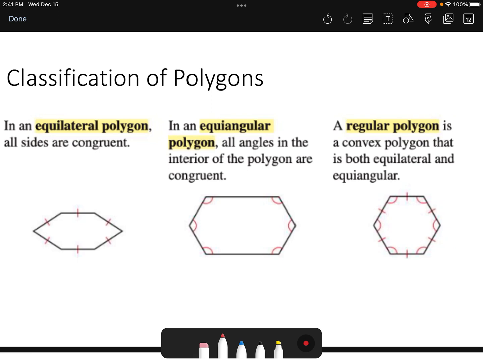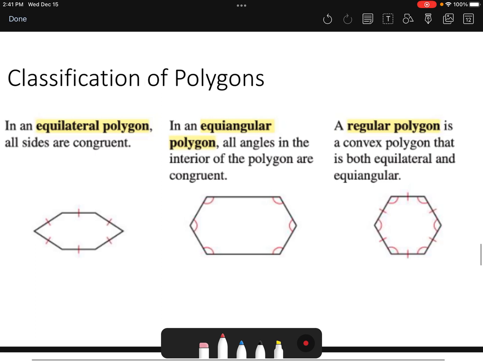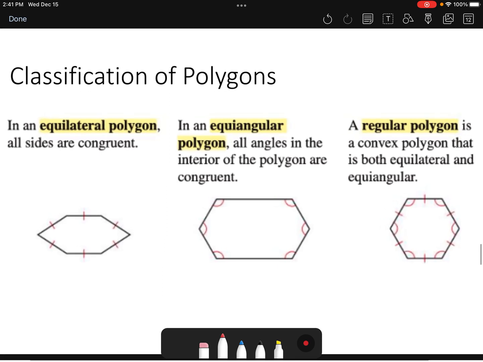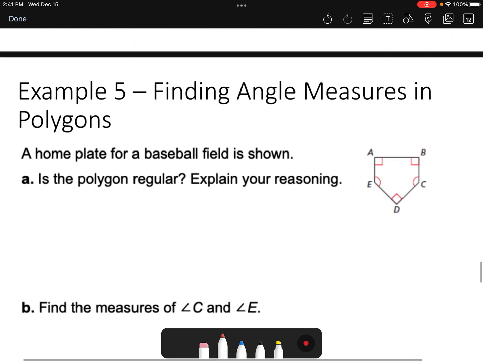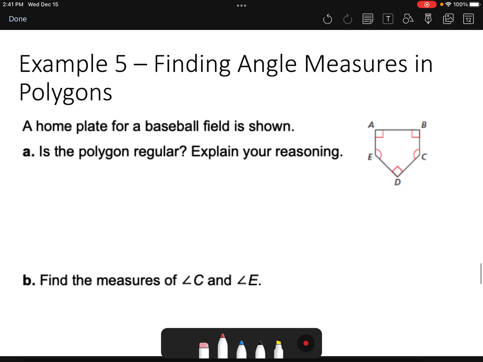Now, here are some terms that we've already talked about earlier this year in first semester. And as we go through second semester here, especially in this chapter, we need to know this. An equilateral polygon means all the sides are congruent. An equiangular means all the angles are congruent. And if it's regular, it means they're both equilateral and equiangular. Now, we have talked about this before, but it helps us find angles.